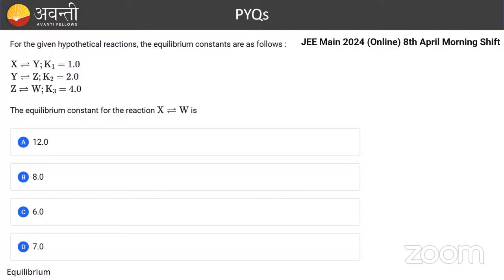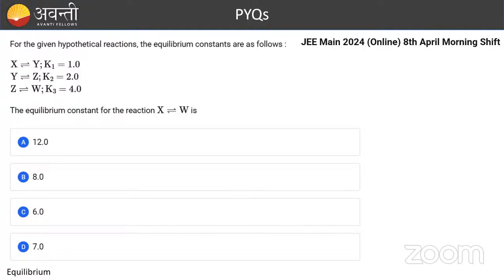This is a JEE Mains question from last year. The question says that for the given hypothetical reactions, the equilibrium constants are as follows. We have three reactions where X is in equilibrium with Y, Y is in equilibrium with Z, and Z is in equilibrium with W, and the equilibrium constants for the three reactions are given as K1, K2, K3. The equilibrium constant for the reaction X in equilibrium with W is? So how to approach this? This is a question from the properties of equilibrium constant topic.